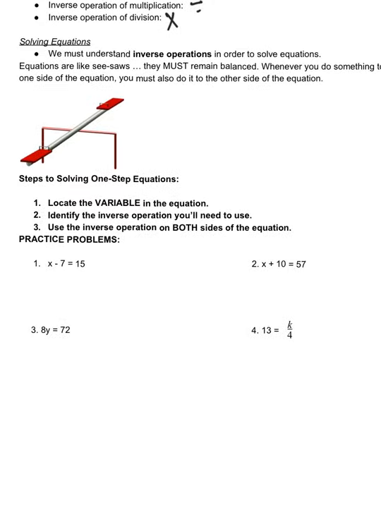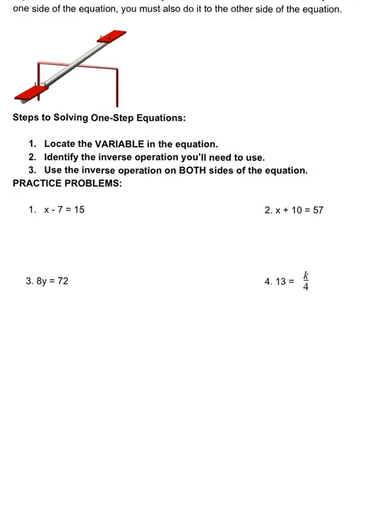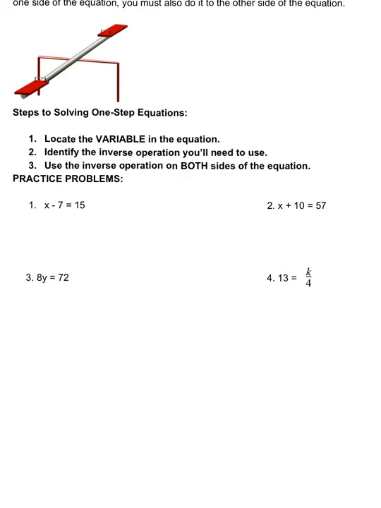So the steps that I kind of outline are that we're going to locate the variable in the equation. So remember, the variable is just the letter. And then we're going to identify, well, what inverse operation do we need to use to get that letter by itself? Because that's ultimately what we're trying to do. Then we're going to use that inverse operation on both sides of the equation. So in this video, we're just starting off with solving one-step equations. And what that means is we only have to do one thing to get our answer. So that's what a one-step equation is.